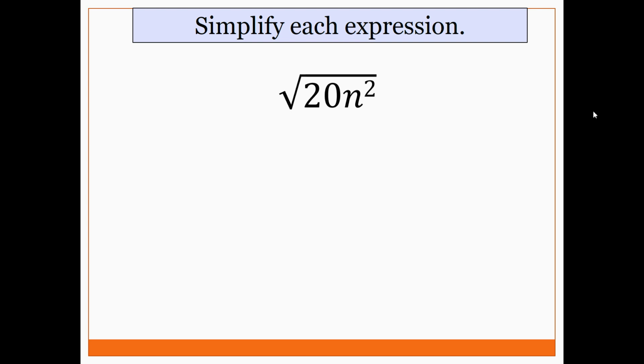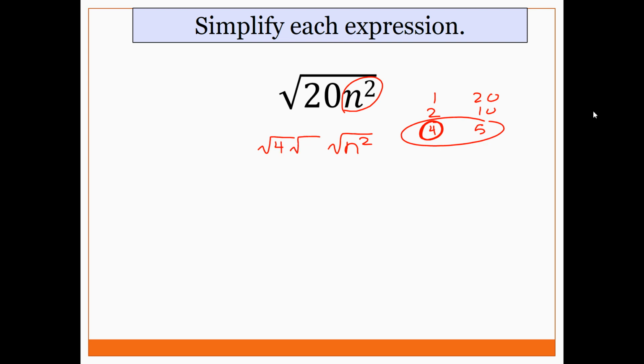Okay, here we have 20n squared. Well, I know that n squared is a perfect square, so I can keep that here. 20 is not a perfect square, so let's see if I can think of some factor pairs to break it down into. There's 1 and 20, there's 2 and 10, there's 4 and 5. Here we have a perfect square. So I'm going to break this one down into root 4 times root 5, which equals root 20.